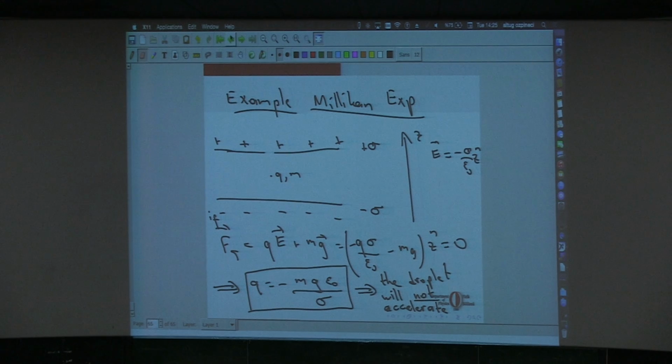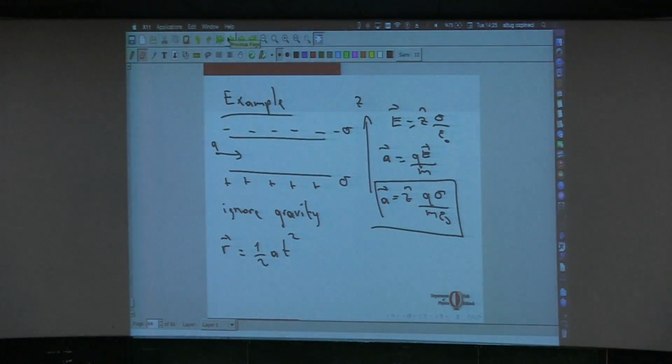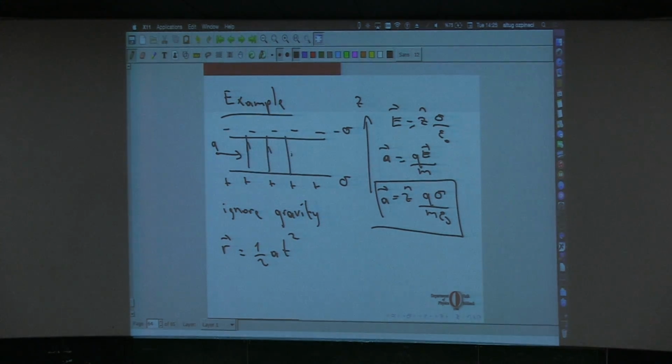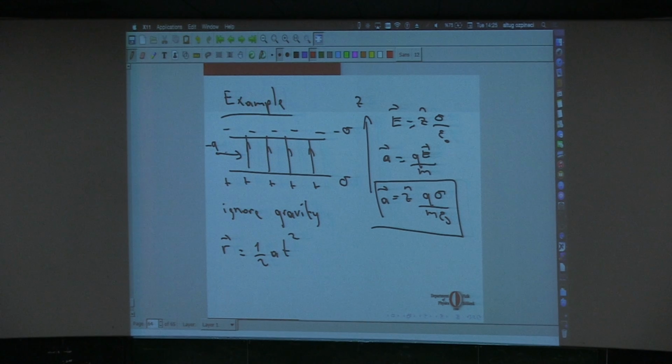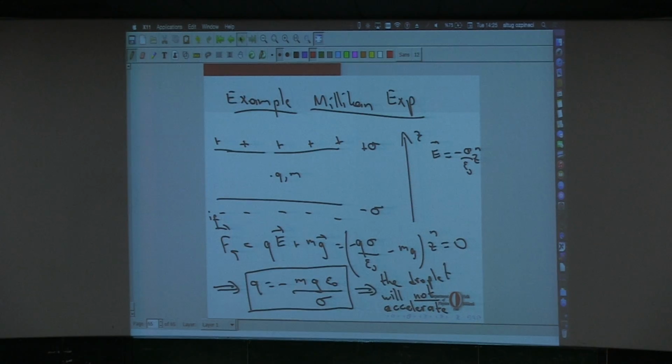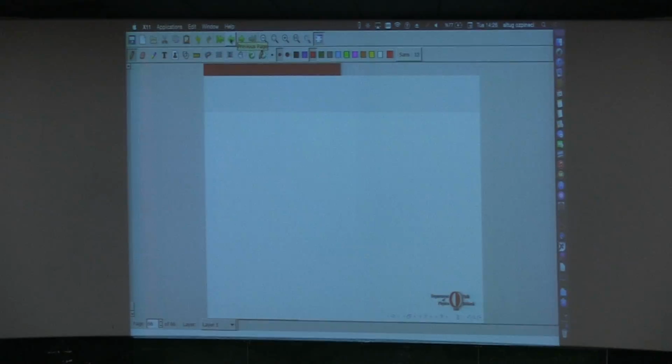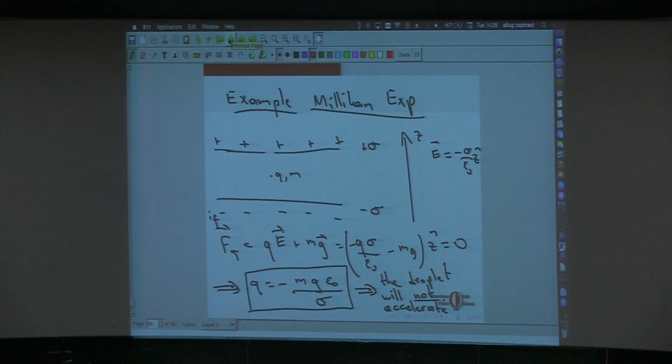Now, for example, in the previous example, the charged particle is not moving along the electric field lines. The electric field lines here are vertical. But if this is, let's say, negatively charged, the trajectory of this object will be a parabola. It's not following the electric field lines. Other questions?